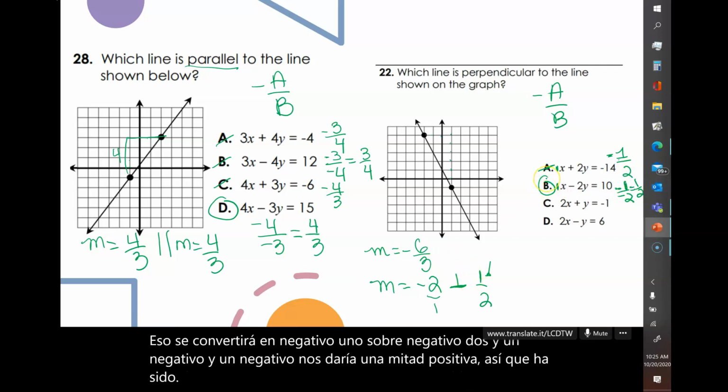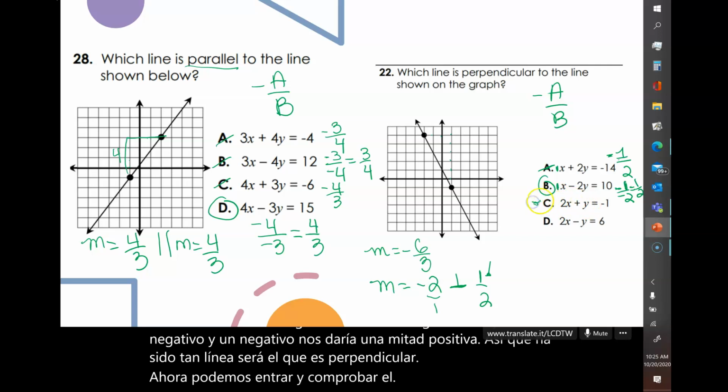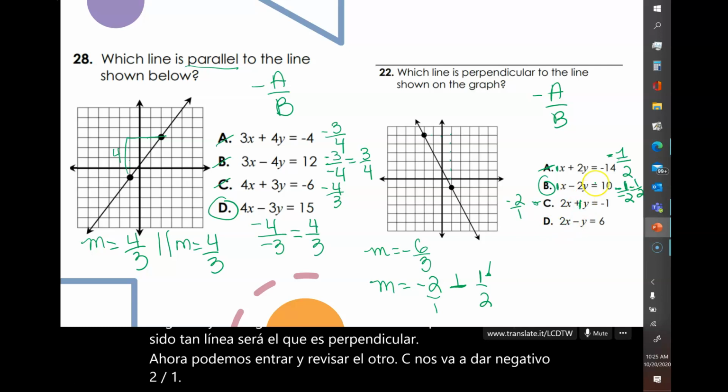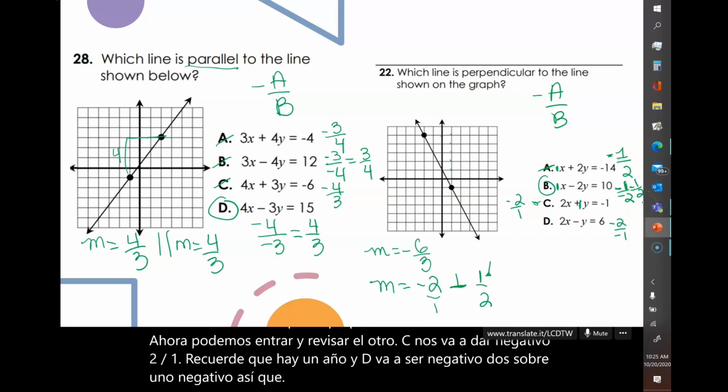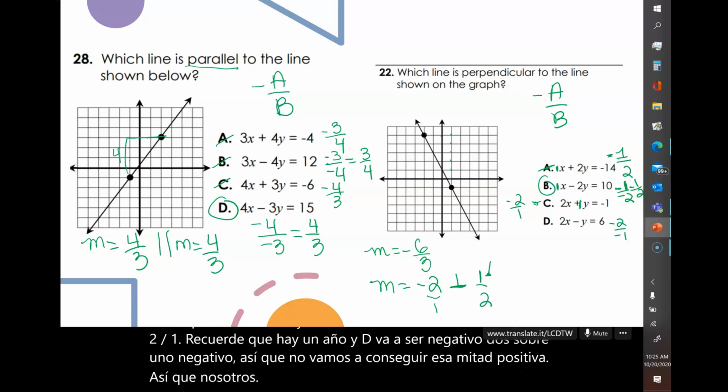Okay, so line B will be the one that is perpendicular. Now we can go ahead and check the other ones. C is going to give us negative 2 over 1. Remember, there's a 1 here. And D is going to be negative 2 over negative 1. So we are not going to get that positive 1/2. So we only get it from B.